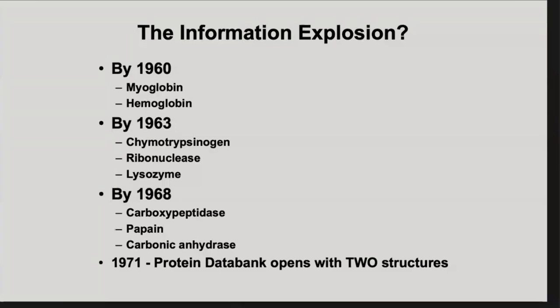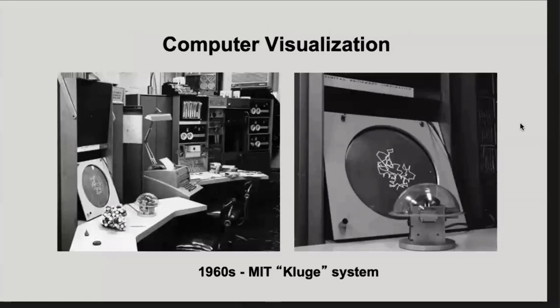Around the same time that these protein structures were being solved, people were starting to use computers to visualize molecular structures. It started out in a way that was extremely primitive and, like everything else, gradually got better over time. This was the first known attempt to use a computer to create a sort of virtual computer model of a protein. This is something called the Kluge system, and I have no idea what that name means or where it comes from. It was developed by a guy named Cyrus Leventhal at MIT.